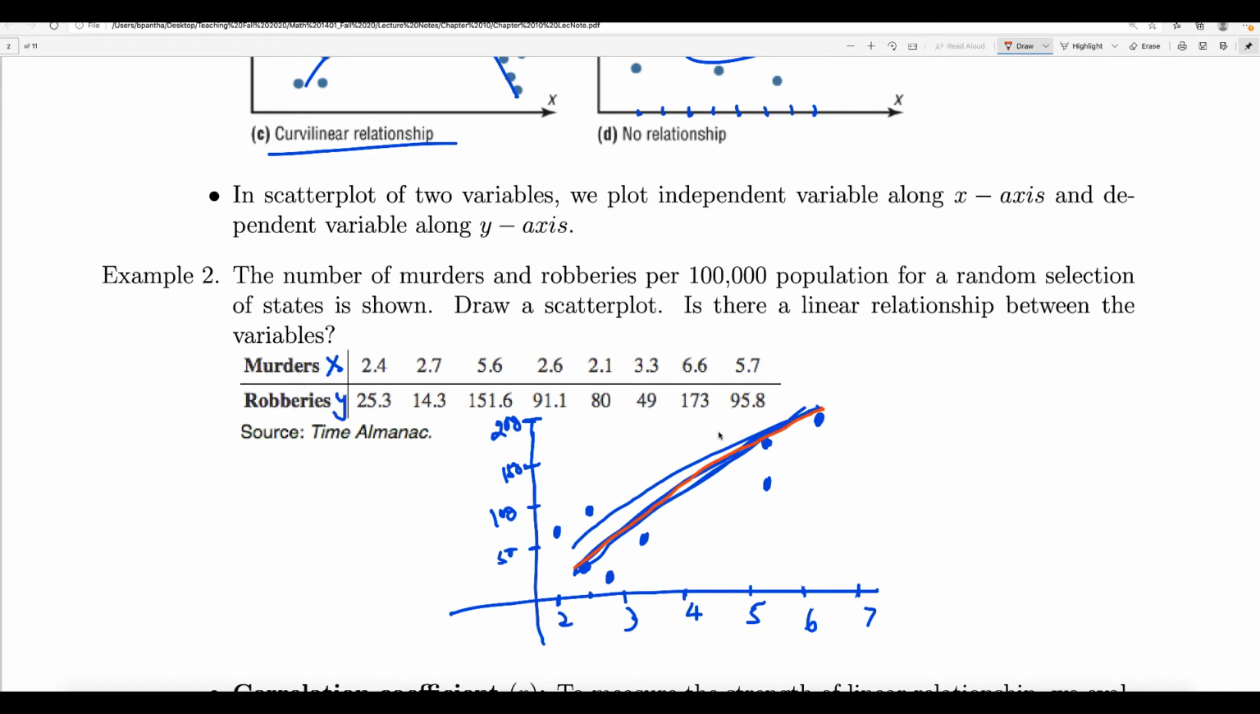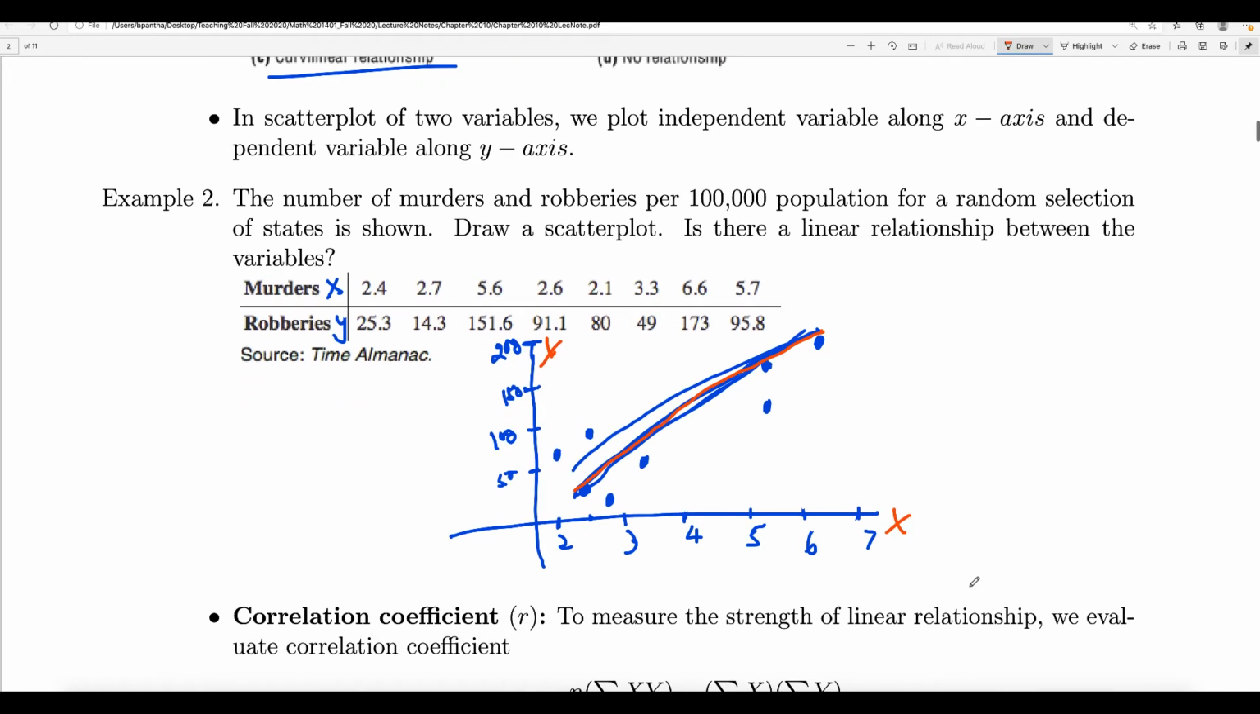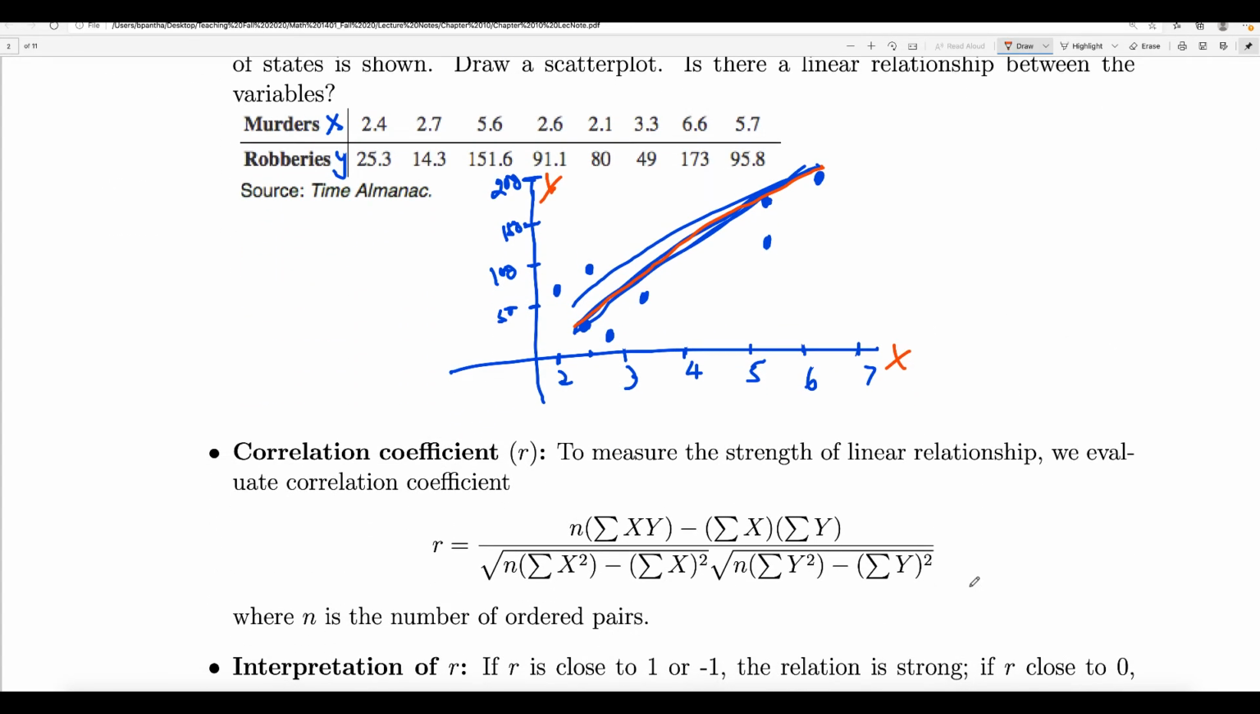Okay, so this is called the scatter plot. So basically you plot the independent variable along the x-axis and the dependent variable along the y-axis. But in case of the correlation, it does not matter which one you put along the x-axis, which one you put along the y-axis. Okay, so you can see the trend, whether it is an increasing or decreasing trend.